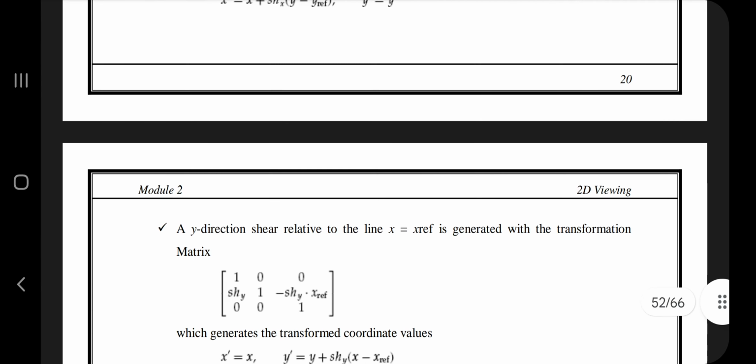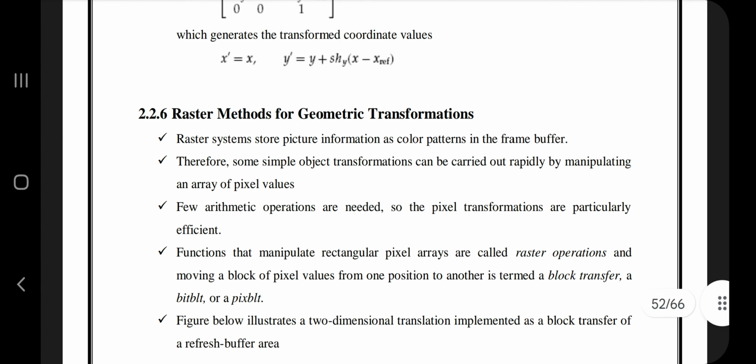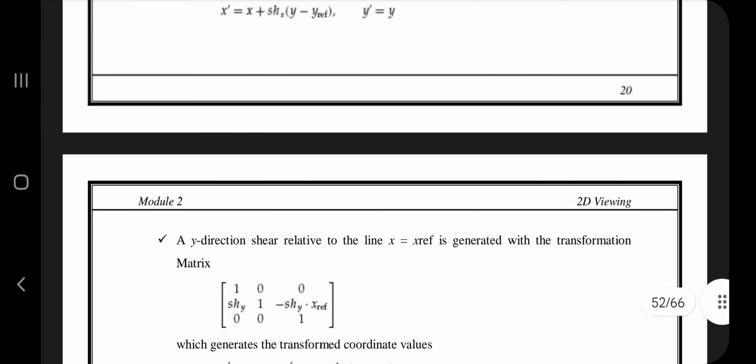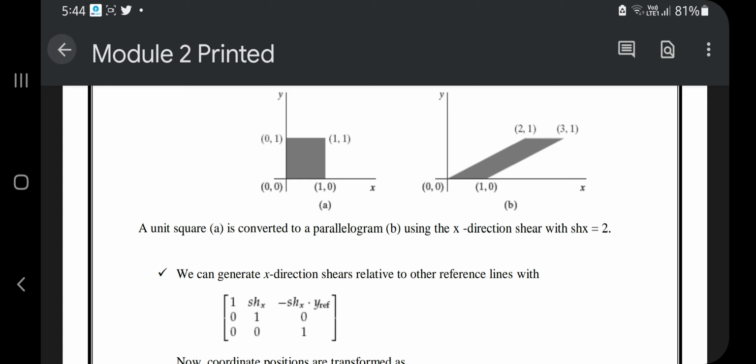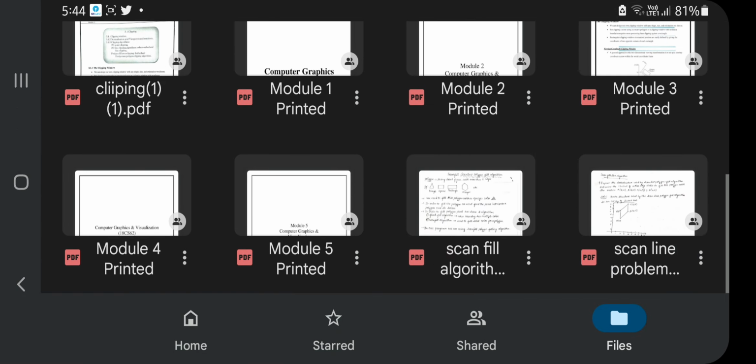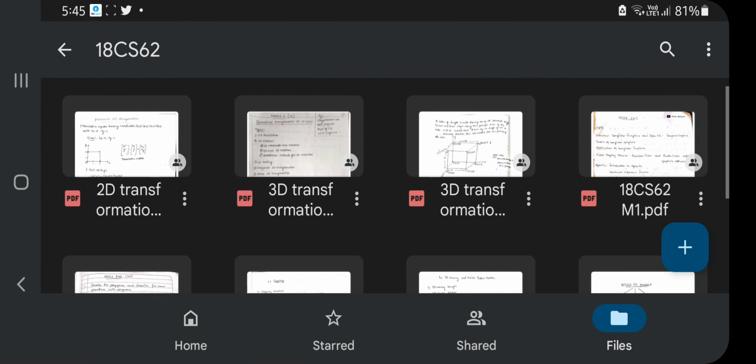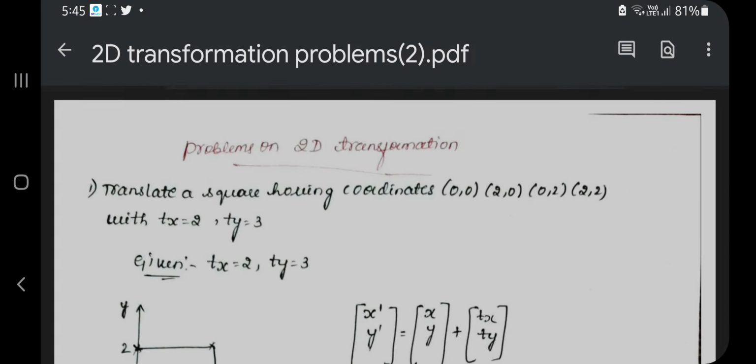This is all that there is in the 2D transformations. The rest of the topics, the raster method for geometric transformation, these are not must-asked, so I have not included them here. So anyways, let's move on to the numerical PDF. There is one numerical for each of these concepts which are discussed, so I think that should be sufficient.